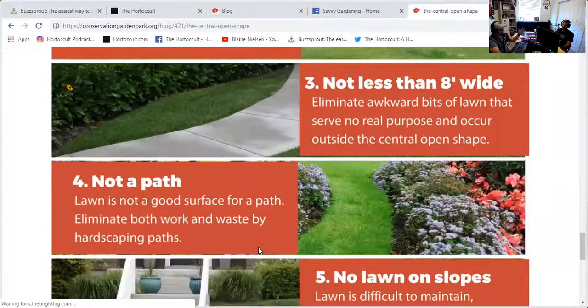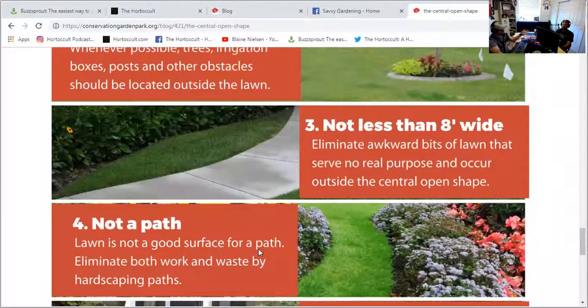So here it is. Number 4, lawn is not a path. So traffic areas, this is really hard to irrigate. You can see how it's not 8 feet wide. You could just cut this off right there and make this a stone path and eliminate the grass.